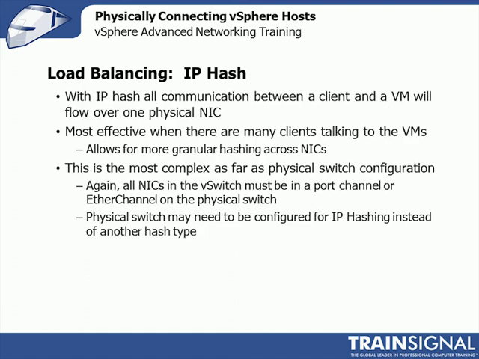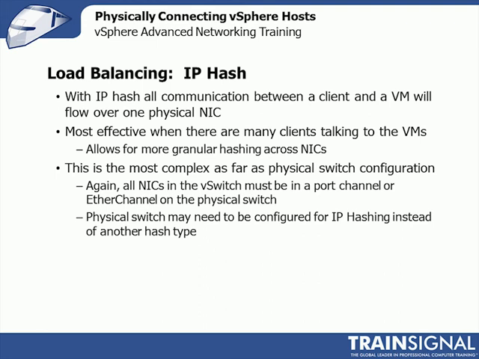So with IP hash, all communication between the client and VM will flow over one NIC. So with that, if I have 200 clients talking to that VM, the most throughput that any one client will see is 1 gigabit, because I can't have that conversation between the one client and the one server across multiple NICs. It's only going to hash across one physical NIC. So while I will be able to hash all 200 across a bunch of them and have an aggregate of up to 8 gigabit, a single client talking to the single VM will only use 1 gigabit.